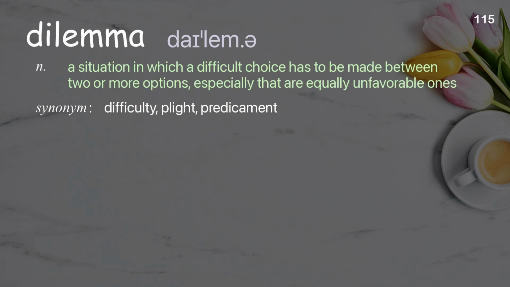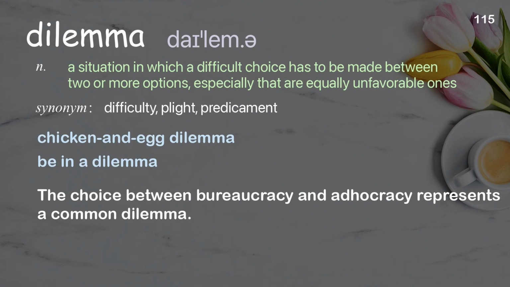Dilemma. A situation in which a difficult choice has to be made between two or more options, especially ones that are equally unfavorable. Examples: chicken and egg dilemma, be in a dilemma. The choice between bureaucracy and adhocracy represents a common dilemma.